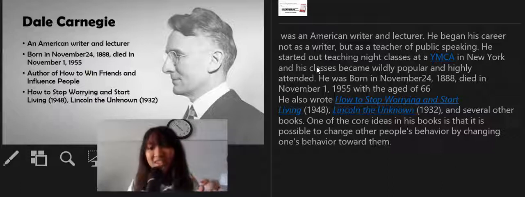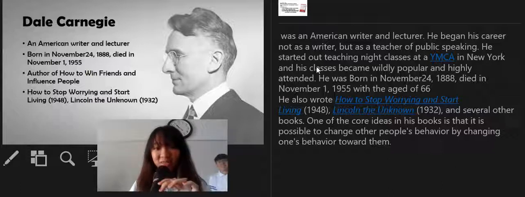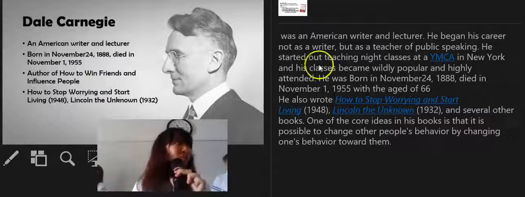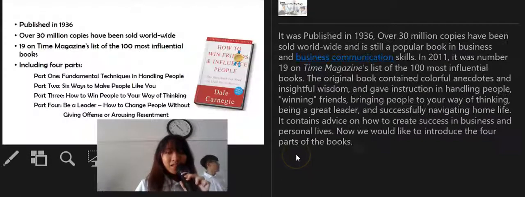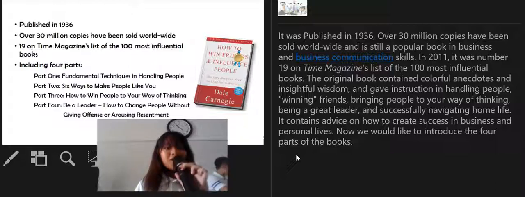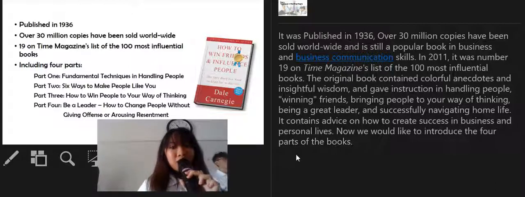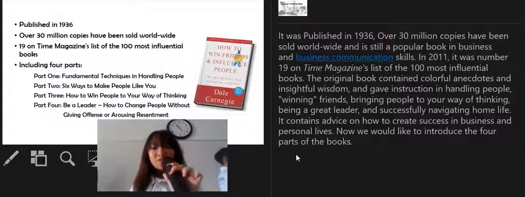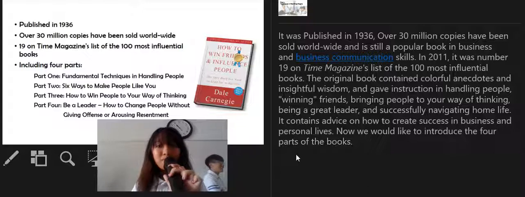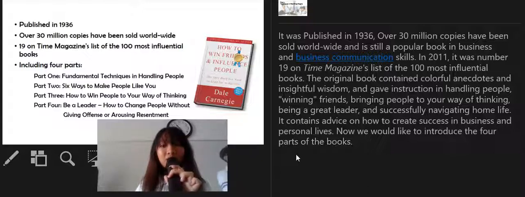One of the core ideas in his book is that it is possible to change other people's behavior by changing one's behavior toward them. This book was published in 1936. Over 30 million copies have been sold worldwide, and it is still a popular book in business and business communication skills. In 2011, it was number 19 on Time magazine's list of the 100 most influential books.